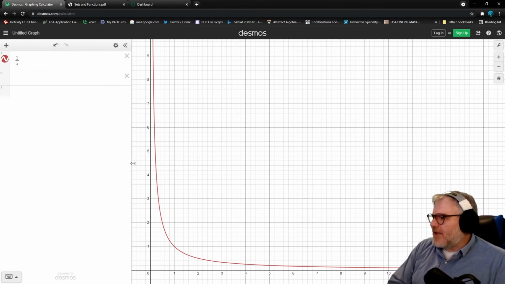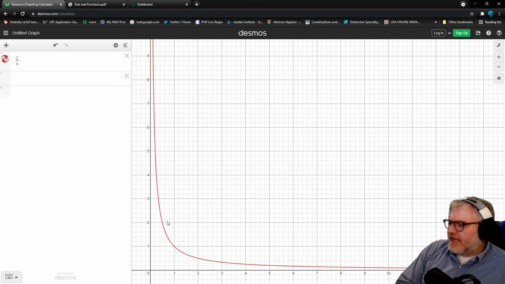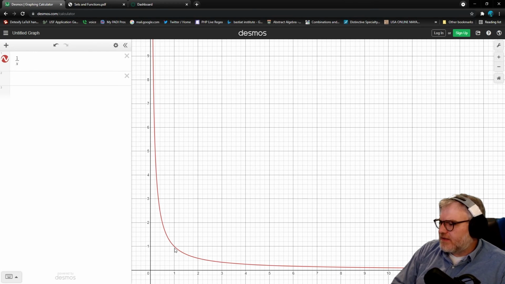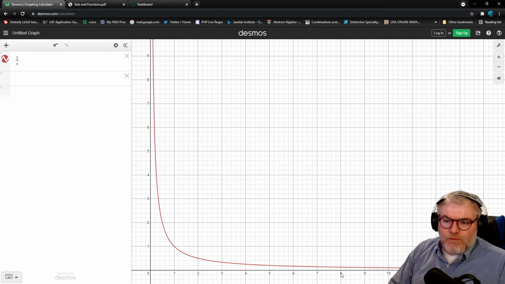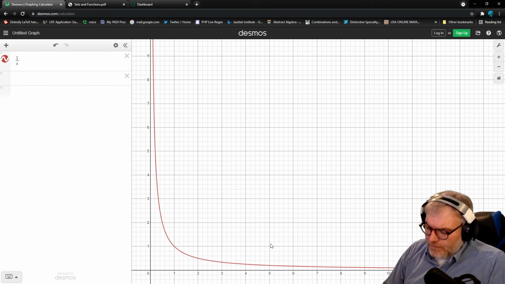And you can see that behavior happening here. As I get closer and closer to 0 in the x space, I'm shooting off to infinity in the y space. And as I get larger and larger in the x space, as I move over to the right in the x space, I get closer and closer to 0 in the y space. Okay?